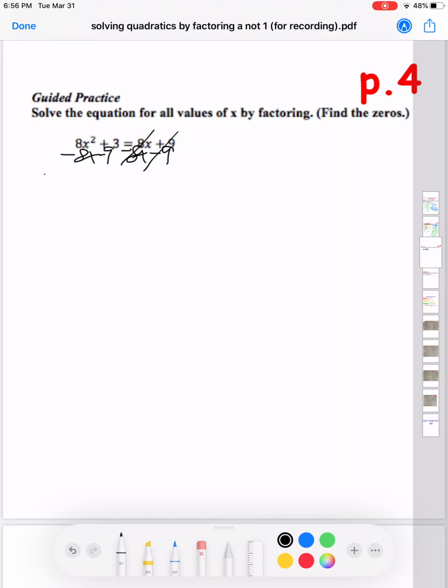So on the left side over here, I'll bring down the 8x squared. I'll bring down the negative 8x because there's nothing else to combine those with, but I can go ahead and combine the 3 minus 9, which would give me negative 6 equals 0. So notice that I've done step 1, which is to put this in standard form.